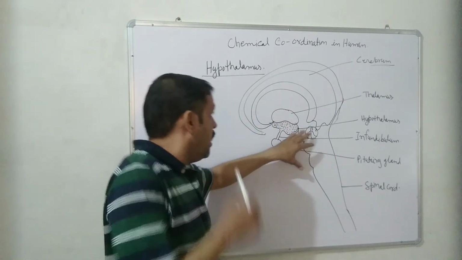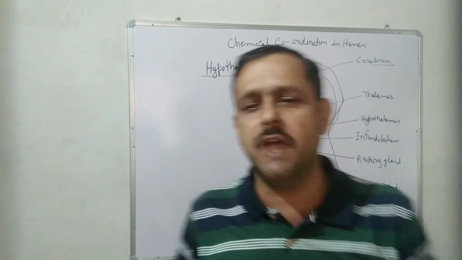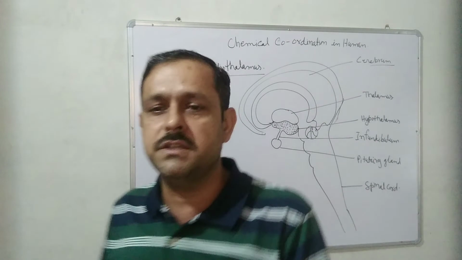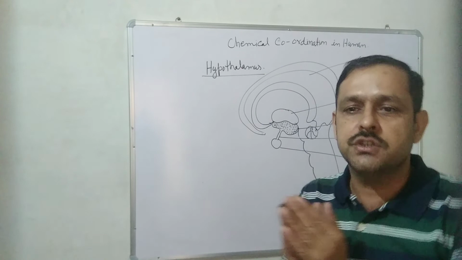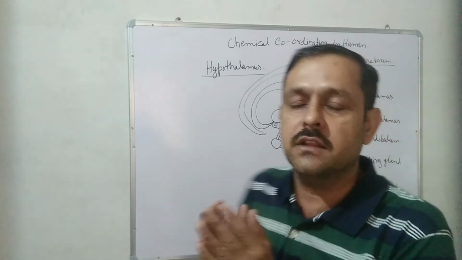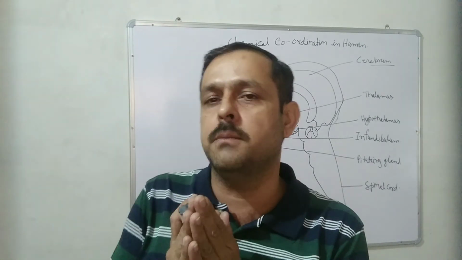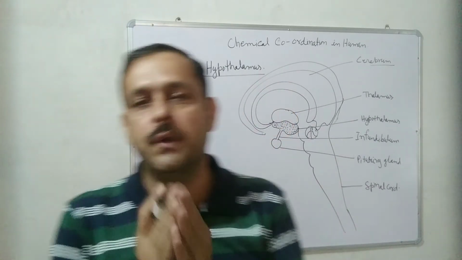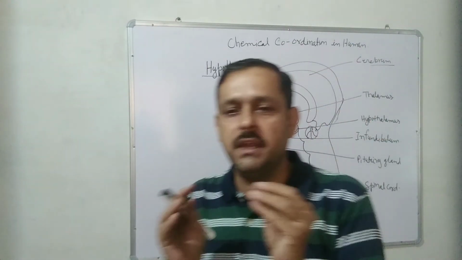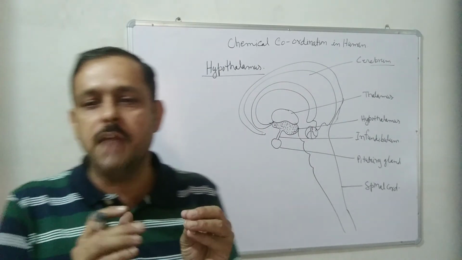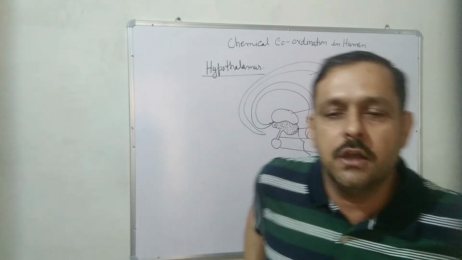So the hypothalamus is situated below the thalamus and above the pituitary gland. We can say the hypothalamus is the part of the forebrain which forms the floor of the cavity of the diencephalon or diocele, which is the third ventricle. It has many areas of gray matter, because in the brain two types of matter are found: first is white matter and second is gray matter. So here gray matter is found. It has so many areas of gray matter which are called hypothalamic nuclei.